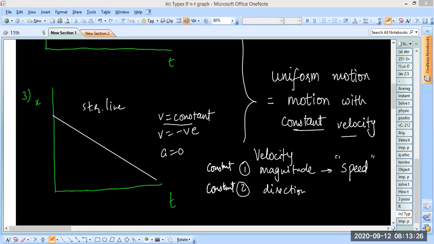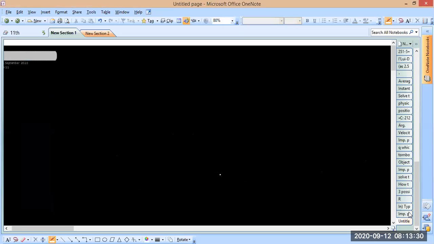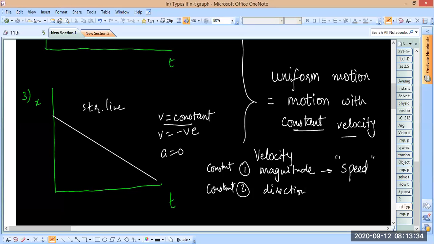Okay. Remember this, constant velocity means speed is constant. Not only that, the direction is also remaining the same or constant. So don't forget that.